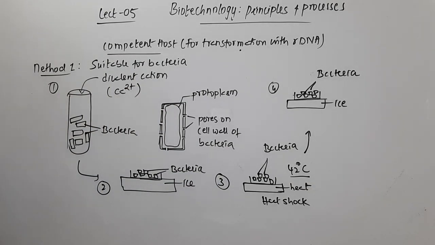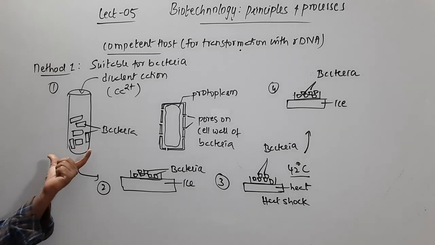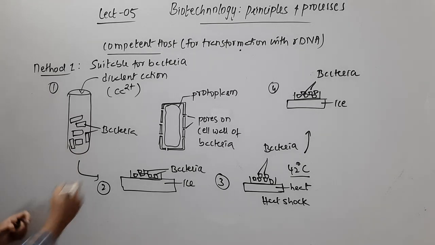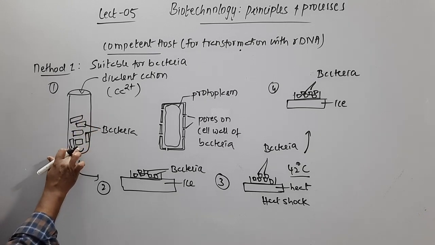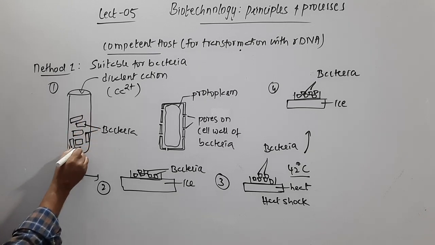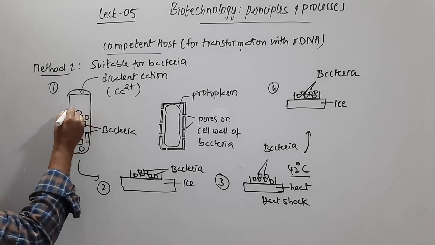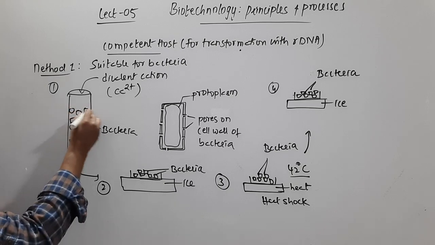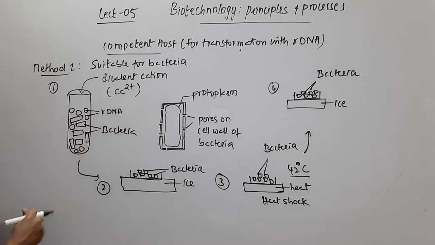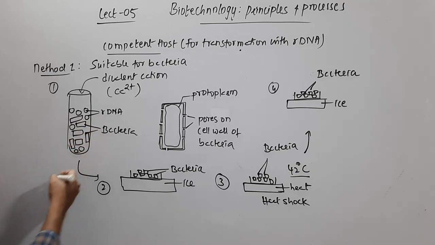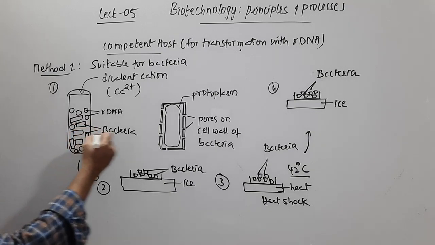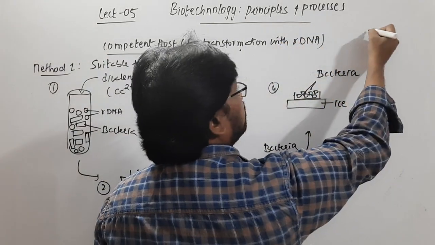Now when I do this, it will make the bacteria take up the plasmids or those rDNAs. Later, of course, I need to put the bacteria here along with the rDNAs. So these are all rDNAs. Now the bacteria, whatever they are present, will be taking this up. So this I will show here.